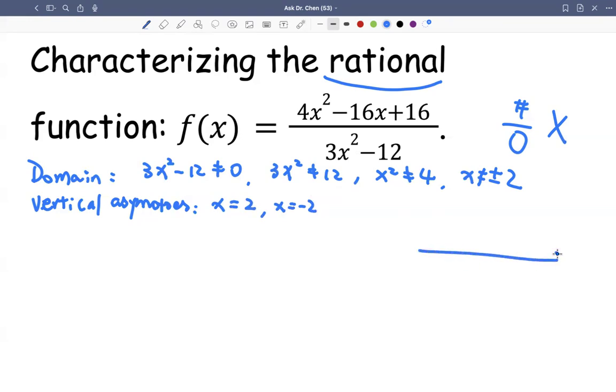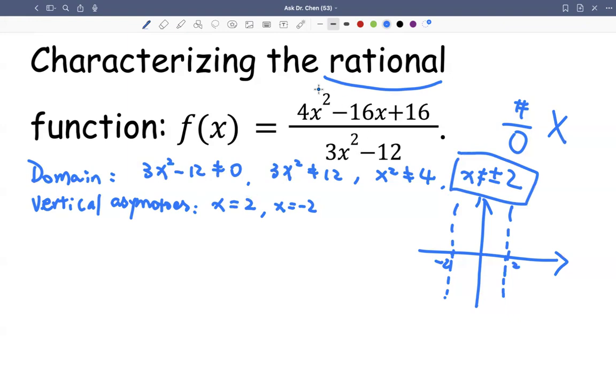So if we graph the function, let's say this is 2, and this is -2. We will have two vertical asymptotes, which means the function will not pass through these vertical asymptotes. But look, it looks like we have two vertical asymptotes, right? So the domain is this for sure: x cannot be 2, cannot be -2. And it looks like we have two vertical asymptotes.